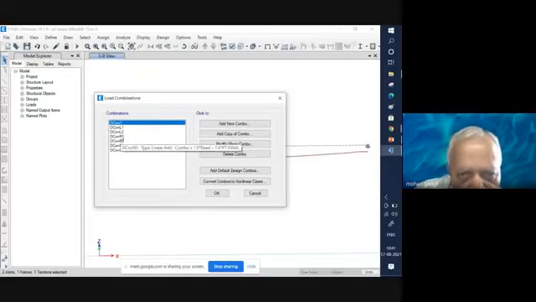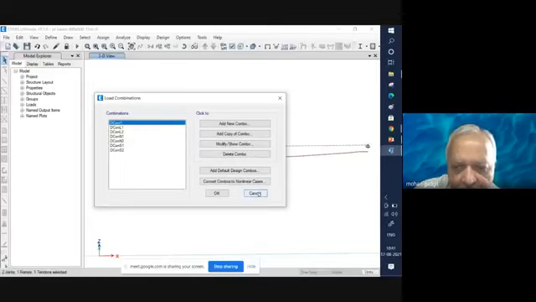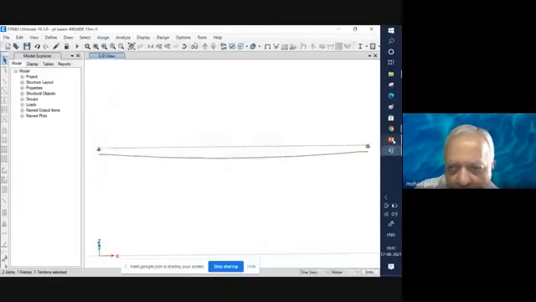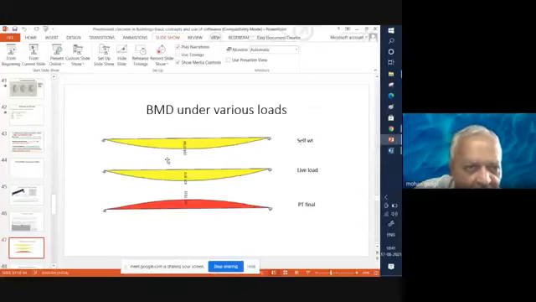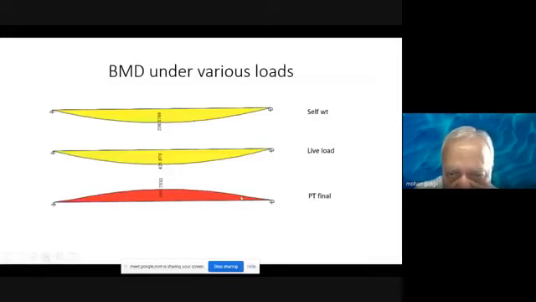Now what we have considered in this case is dead load plus PT final, and second is dead plus live plus PT final. So these two cases are considered in our presentation and so on. I will now show you the different primary cases which we have considered from the given loading cases.